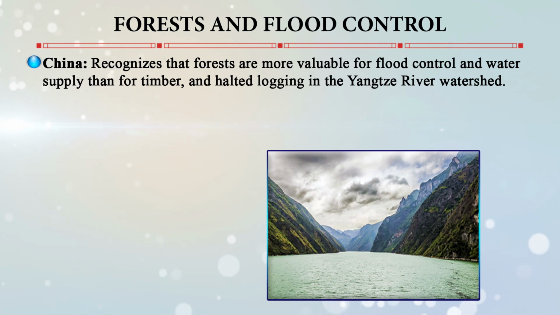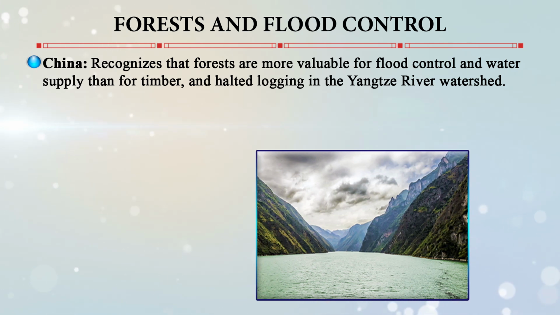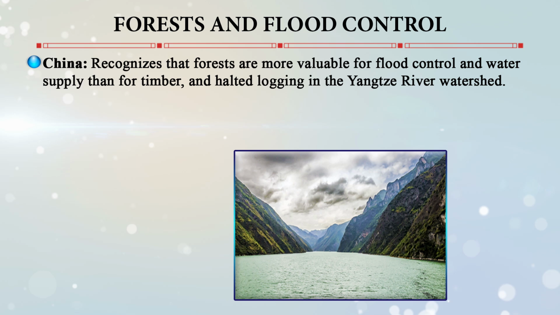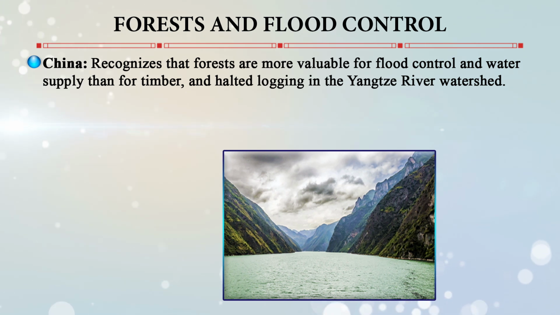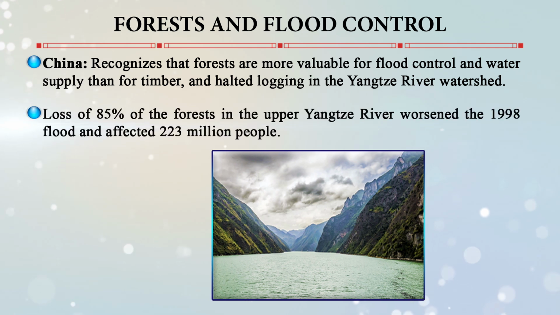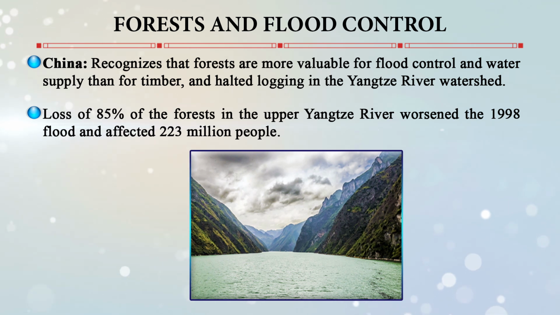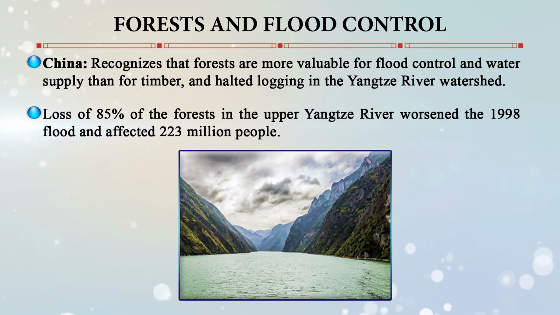Forest and flood control. China is one example. They have now recognized that forests are more valuable for flood control and water supply than for timber, and they have halted the logging in the Yangtze River watershed. Why? Because they incurred 85% forest loss in the upper Yangtze River, and after the 1998 flood, this affected 223 million people. So one disaster made them realize that investing in natural resources is one important aspect, because they would actually provide flood control and flood relief mechanisms.